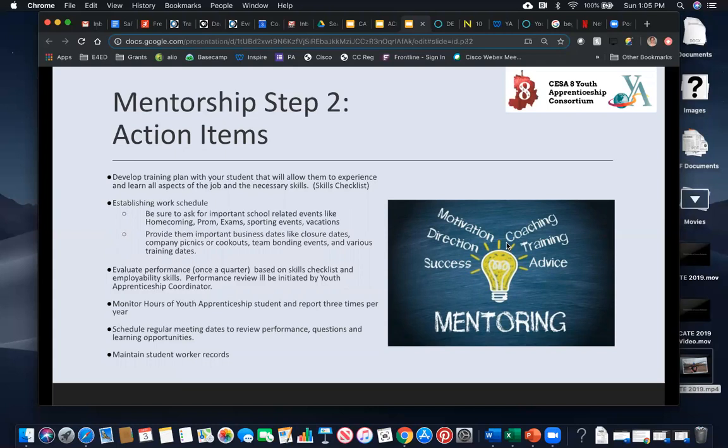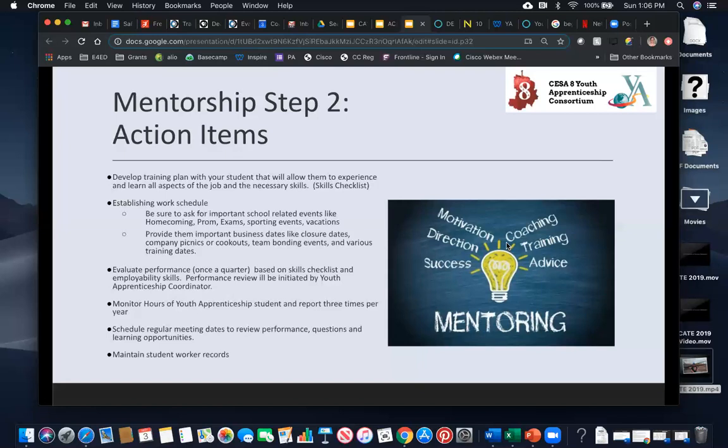So be sure to ask the student about important school-related events like homecoming, prom, exams, sporting events, vacations, anything that would affect their schedule outside of their work life. And then provide them with important business dates like closure dates, company picnics or cookouts, team bonding events, and various training dates. You should evaluate their performance, could be once a quarter. The CESA 8 Youth Apprenticeship Consortium is requiring 3 different meetings with the youth apprentice, the youth apprenticeship mentor, the regional coordinator, and the local YA coordinator.